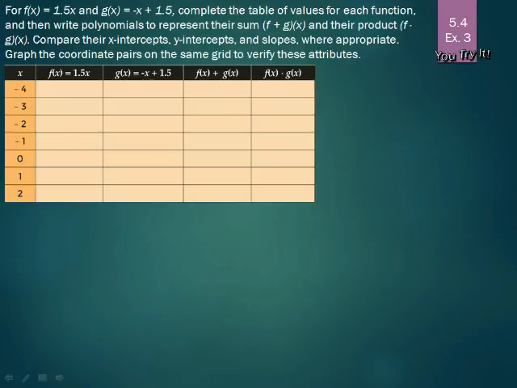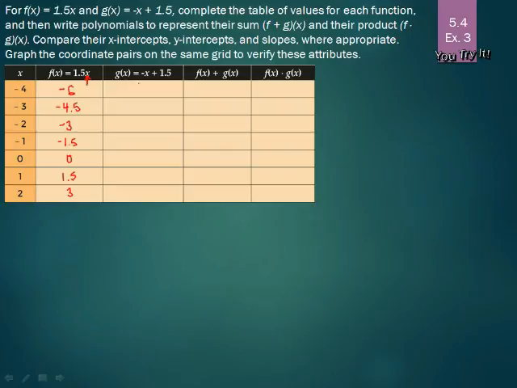Okay, let's start by filling out the table. So plugging in our x values, we first have negative 4. Plugging that in for x in f of x, we get 1 and 5/10 times negative 4, which gives us negative 6. Plugging in negative 3 times 1 and 5/10, so again, just plugging it into f of x, we get negative 4 and 5/10. And so on. We'll go ahead and fill out the rest of the column.